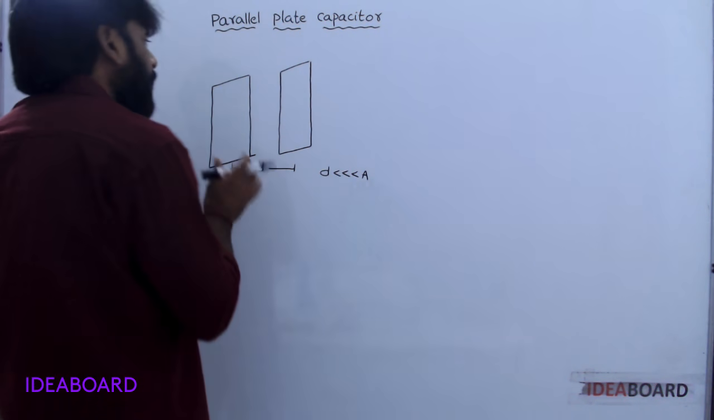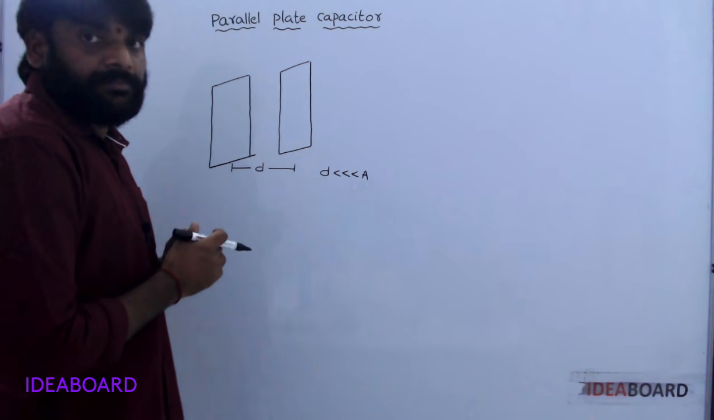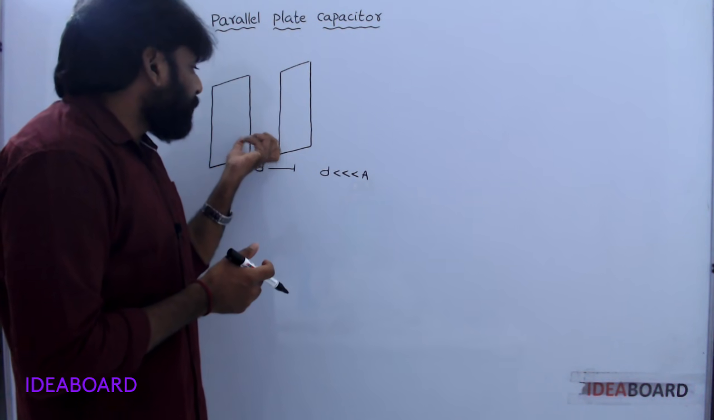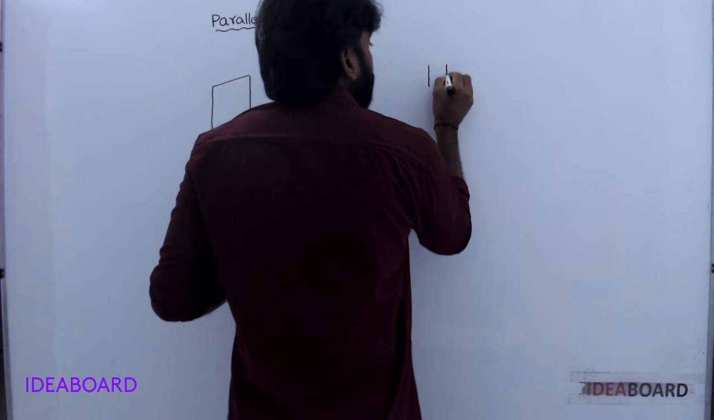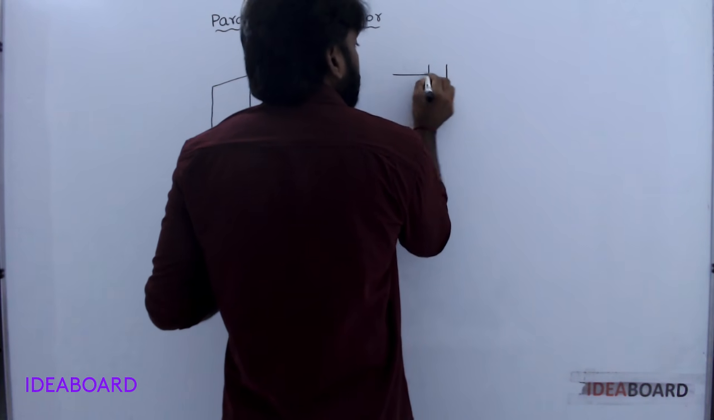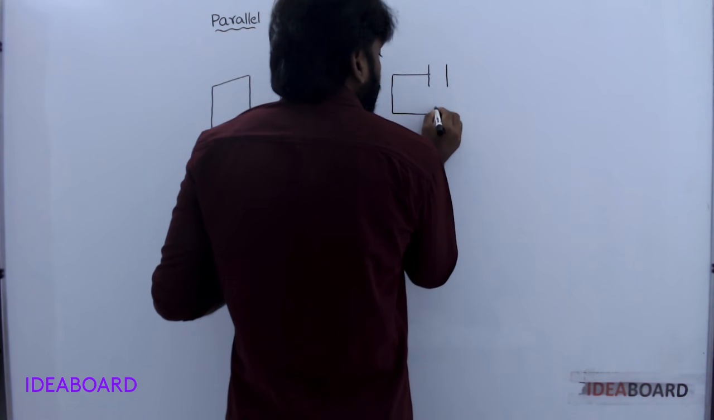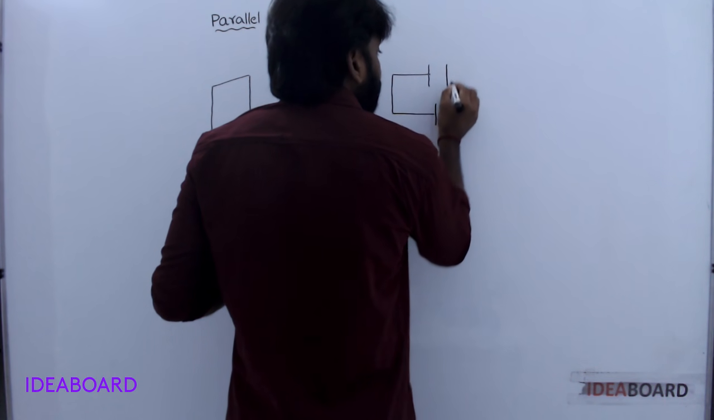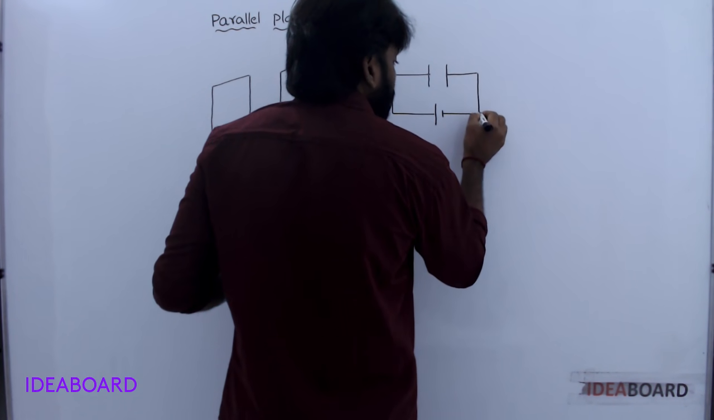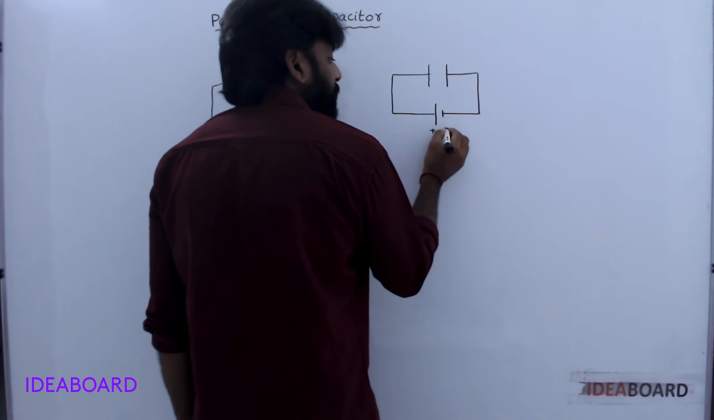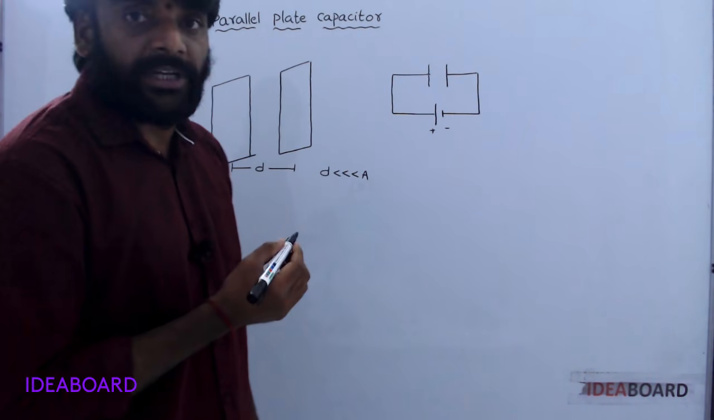Now these two are charged. How are these two plates charged? See, the first plate is connected to the positive terminal of the battery and the second plate is connected to the negative terminal of the battery.